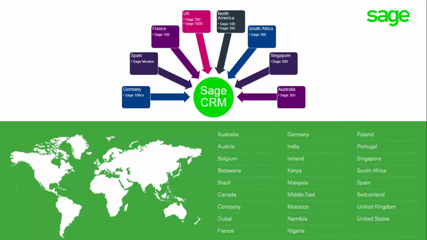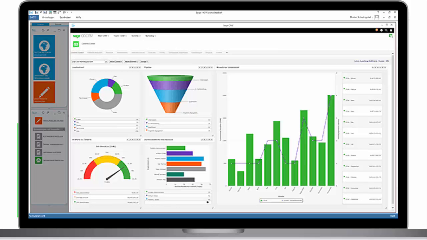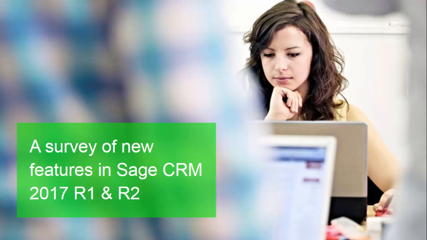And there are other partner-enabled integrations available right now with the full range of Sage business accounting systems. In today's session, I'm not going to concentrate on any of the features of a particular integration, but rather I want to look at the features that have changed in the Sage CRM modules themselves. And so this is a course that is common whether you are using Sage 100 in Germany or Sage 300 in Canada. So let's take a survey now of the new features in both Sage CRM 2017 R1 and R2.